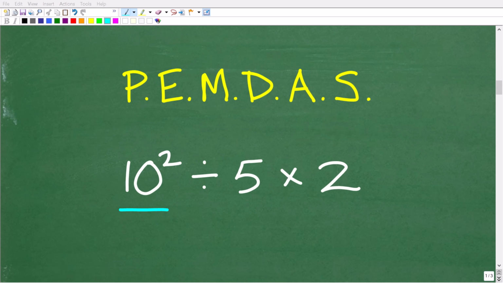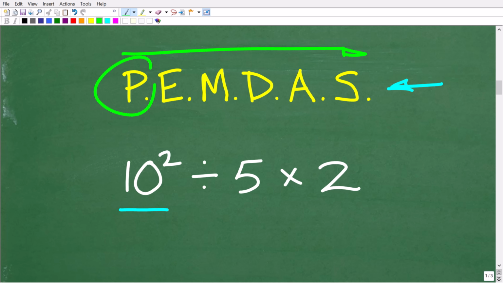Now that we're certified professional experts in the area of the order of operations, i.e. PEMDAS, we can easily solve this problem. Here is our checklist. We're going to go from left to right. So we have 10 squared divided by 5 times 2. Let's take a look at our PEMDAS checklist. Do we have any parentheses? No, we do not. So we can cross that out. And let's move on to the next thing.